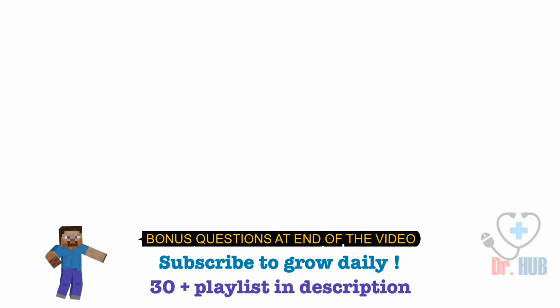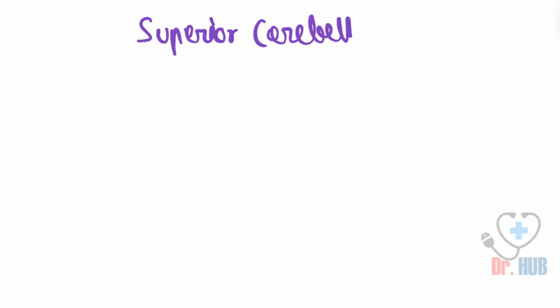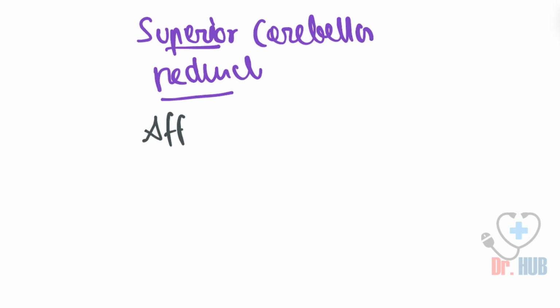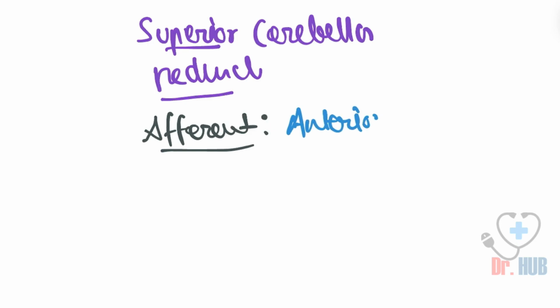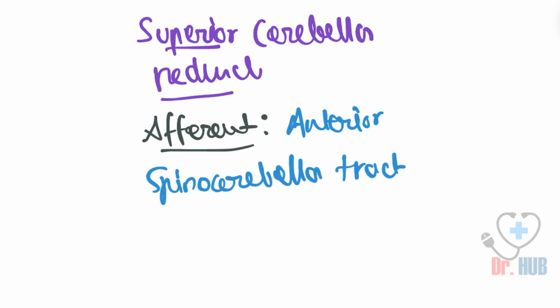So the first one is the superior cerebellar peduncle. Under this we first look at the afferent fibers. What are the afferent fibers? The afferent fibers include the anterior spinocerebellar tract.